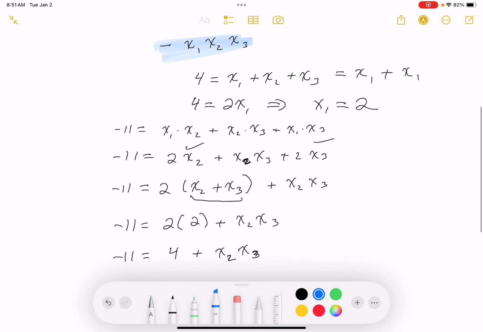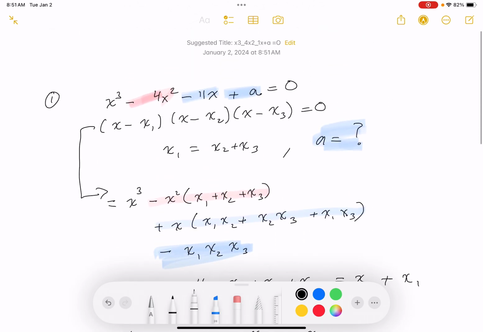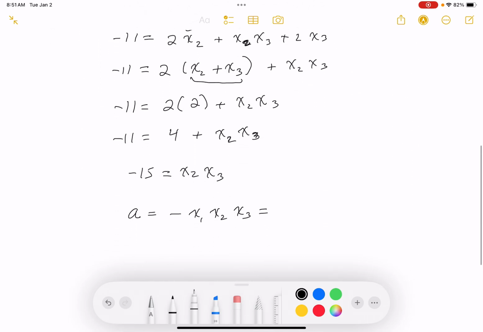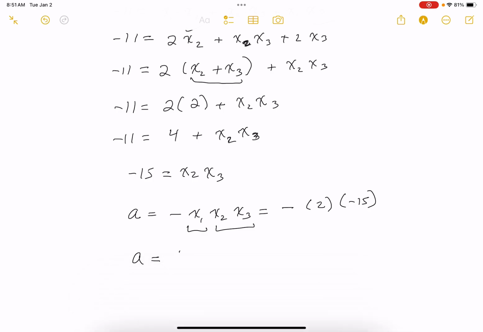I'm going to equate the coefficients equal to this thing over here. Let's write that down. So what do we write down? We write down that a equals minus x1, x2, x3. Let me make sure I'm saying that right. Yeah, that's right. So do I know what x1 is? I do. It's going to be 2. Do I know what x2, x3 is? I do. It's minus 15. What do you get there? A is going to be equal to, let's just see, 30, right?